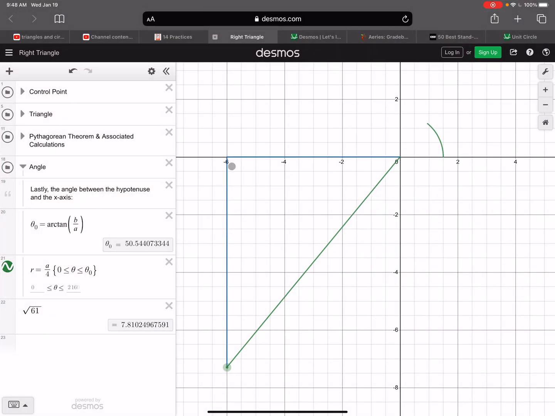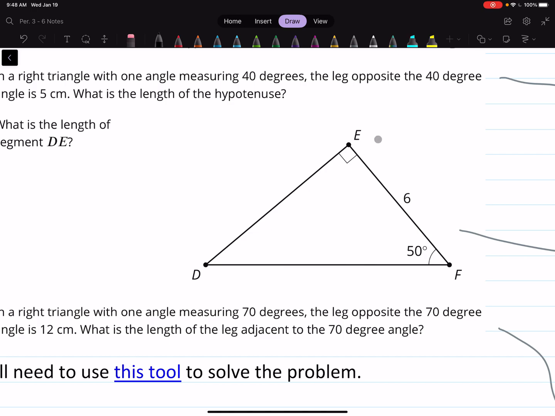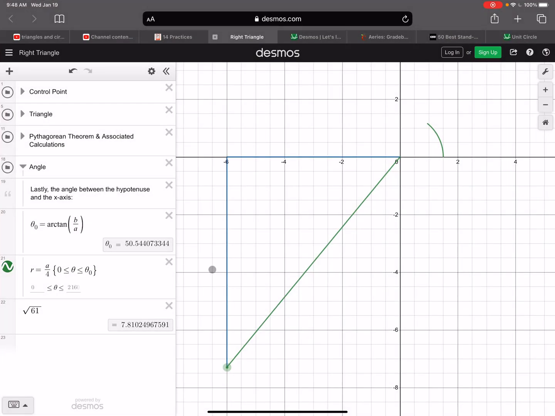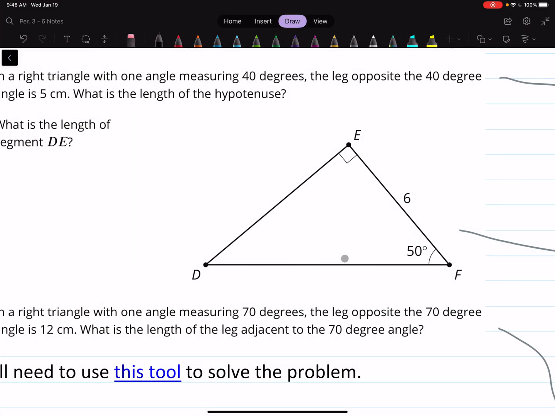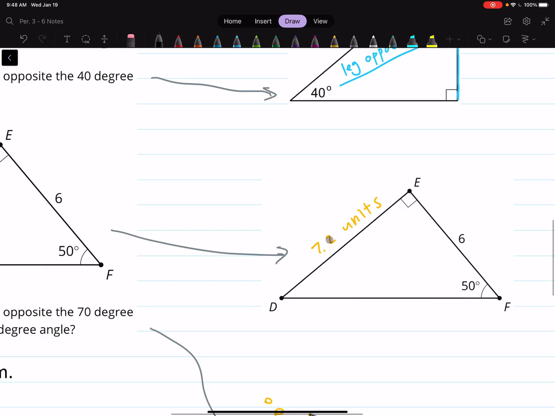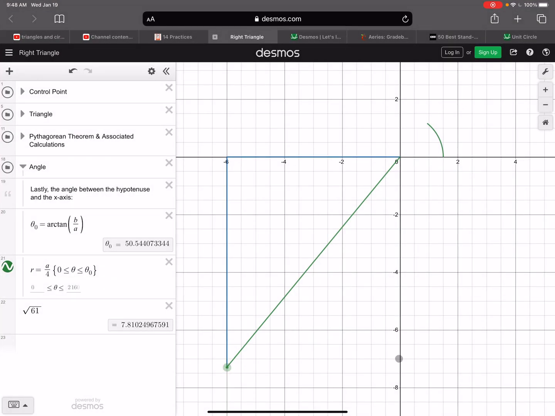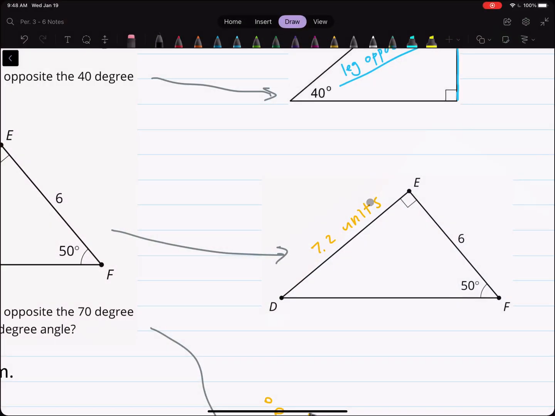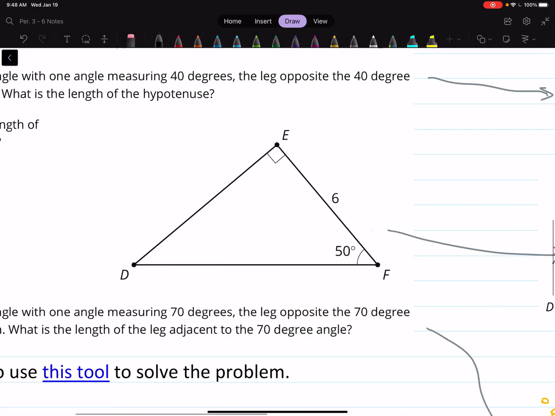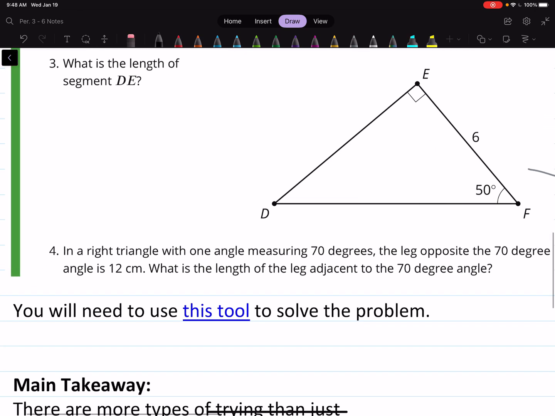So if this is 6, then DE is going to be corresponding to this length. And that length is about 7.6, 7.2. That's about 7.2, 7.3 right there, which is pretty accurate. And my answer is 7.2 units. All right, let's try this one.